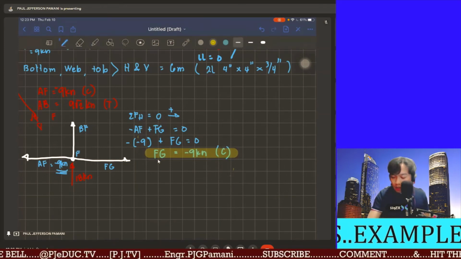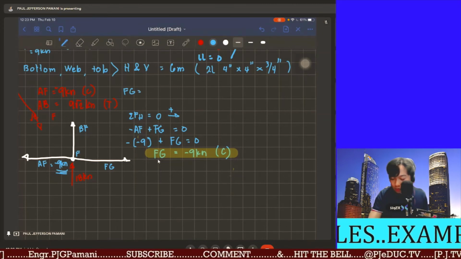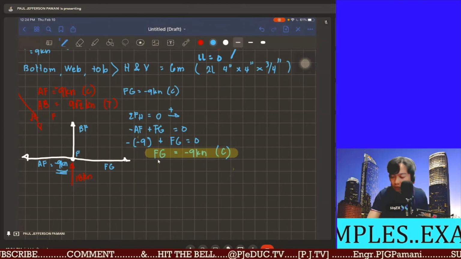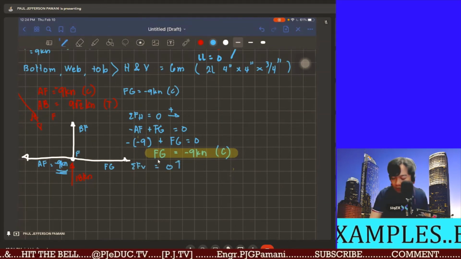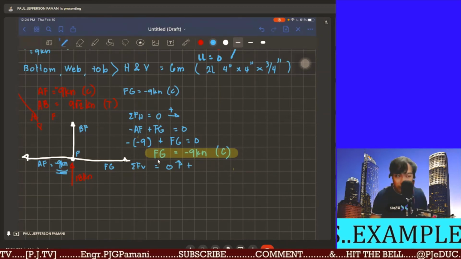Okay? Lagay ko na dito para hindi na mawala. FG equal to negative 9 kilonewton compression. Then, of course, summation forces vertical equal to 0. Upward forces positive. What are the upward forces found at joint F?